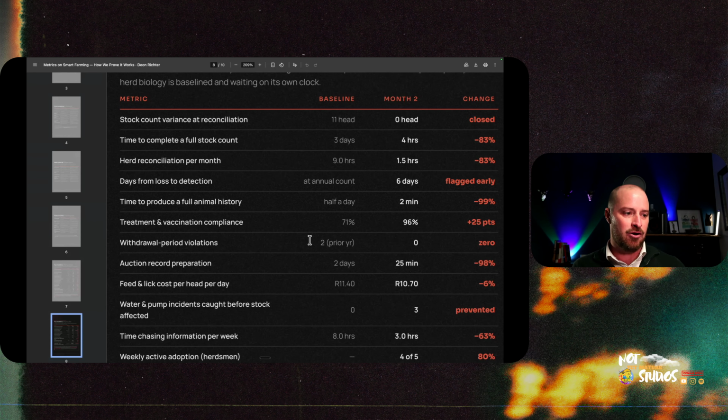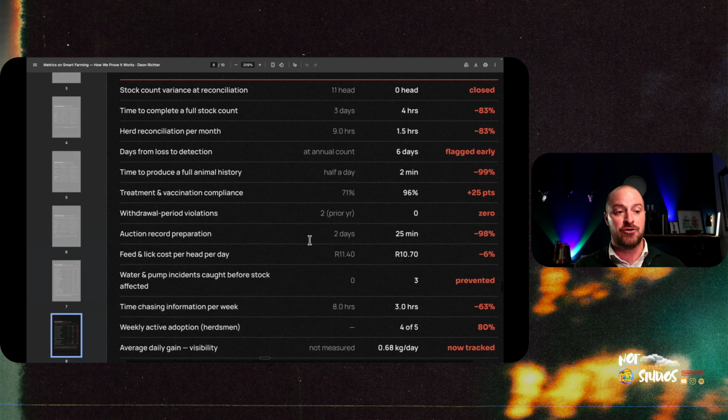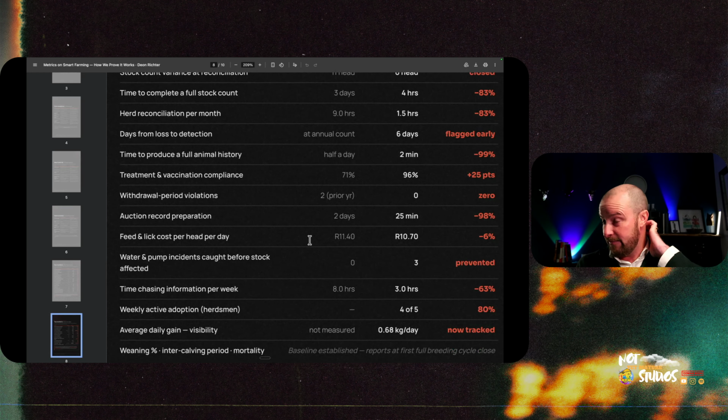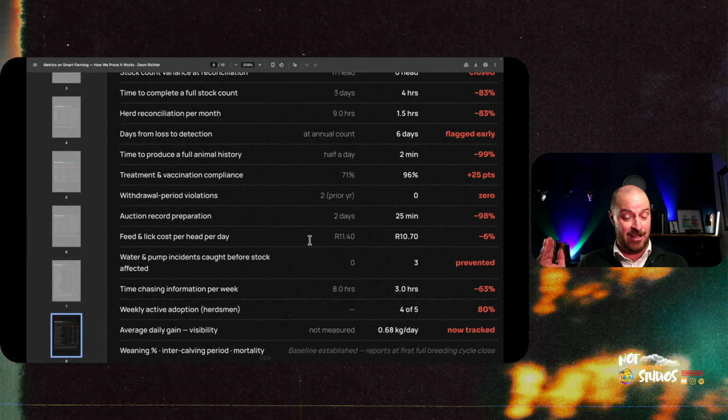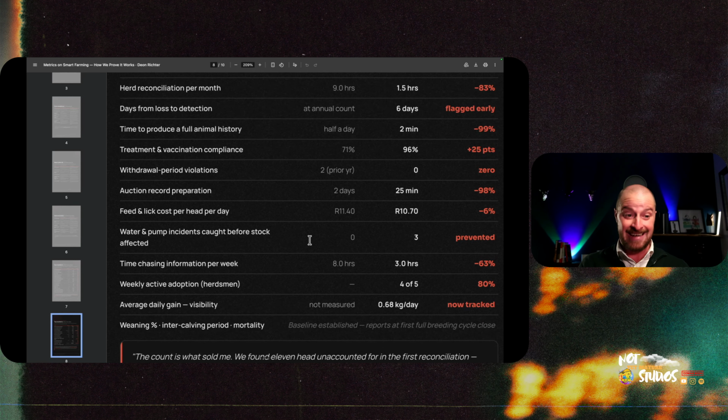The feed and lick cost per head per day, we managed to bring that down with our predictive financial analyzer built into the system. So it was 11 Rand 14, now it's 10 Rand 70. It's a 6% change, but really that compounds at their scale. Water and pump incidents caught before stock affected: in the past, they were not able to do that. Now we did 3 that we prevented.